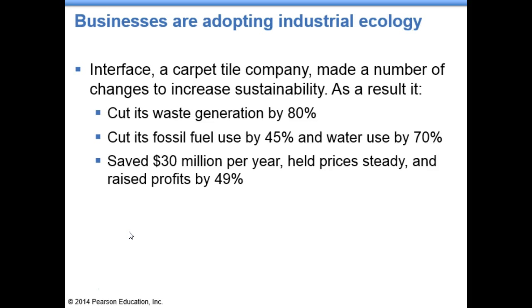So some businesses have taken industrial ecology to heart, not a lot of businesses. The carpet and tile company Interface, whose founder is Ray Anderson, set on the road to sustainability about a decade ago, and Interface asked customers to return used tiles for recycling and for reuse as backing for new carpeting. It modified its tile design and its production methods to reduce waste. It also adapted its boilers and landfill for gas energy, and through these steps it cut waste generation by 80%. Its fossil fuel use was reduced by 45%, its water use by 70%, and doing all this they saved $30 million per year. And they were able to raise their profits by 49%.